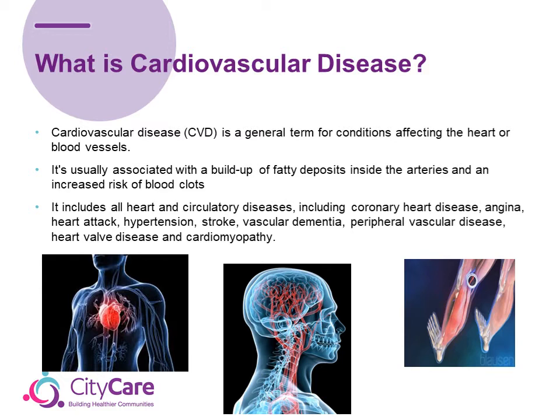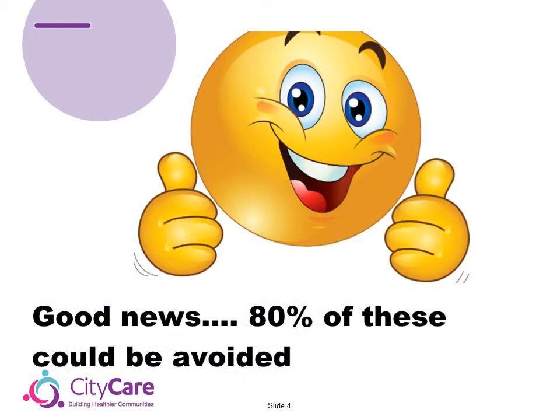We also have aortic disease. This is a group of conditions affecting the aorta, which is the largest blood vessel in the body and carries blood from the heart to the rest of the body. One of the most common aortic diseases is an aortic aneurysm, where the aorta becomes weakened and bulges outwards. This doesn't usually have any symptoms, but there is a chance it could burst and cause life-threatening bleeding. The good news, 80% of these conditions can be avoided.